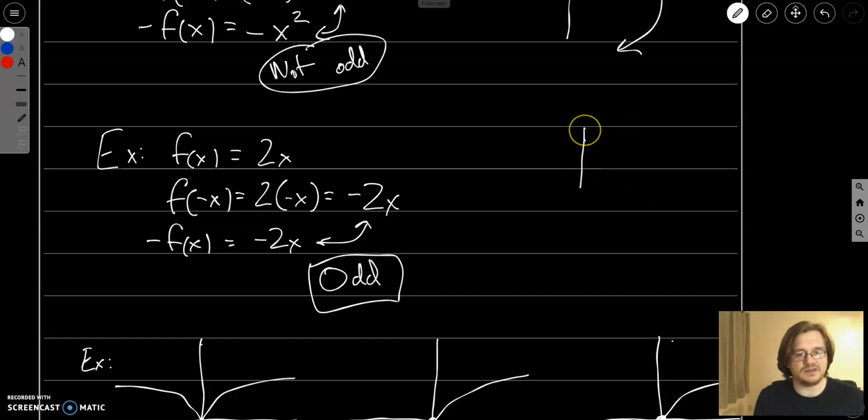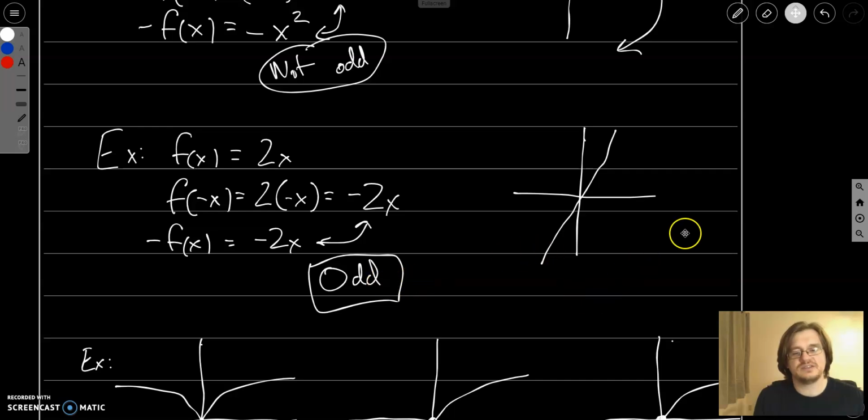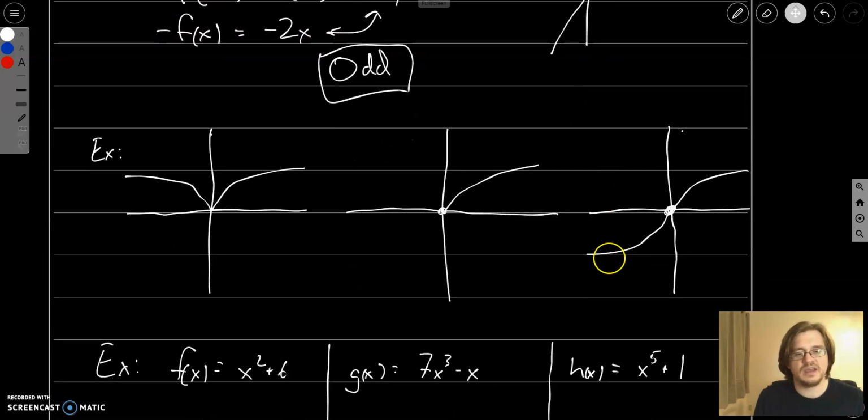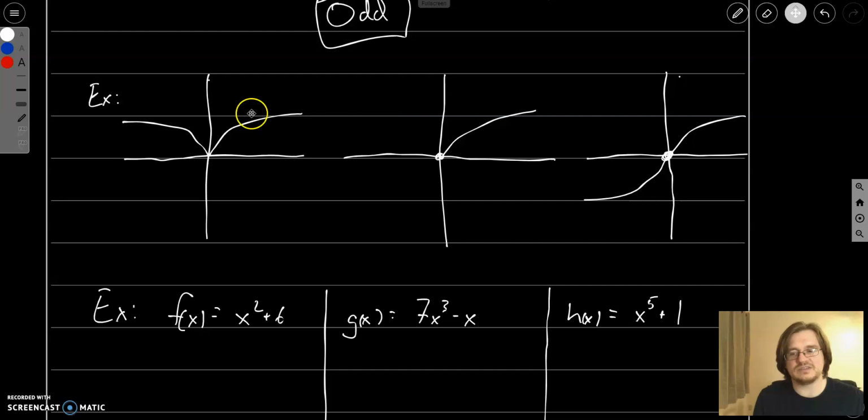And again, if I draw the graph, this is going to be a straight line passing through the origin, and when I rotate this by 180 degrees, I'll get the same thing. So this graph has symmetry with respect to the origin, so therefore this is an odd function. Just by looking at these graphs, we can tell whether or not they're even or odd or both or neither.